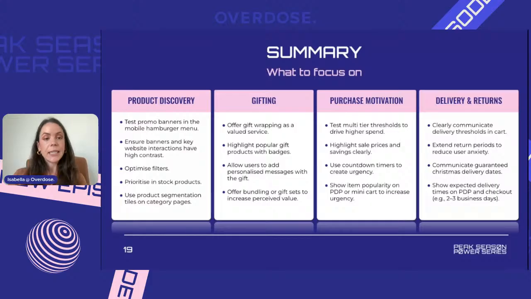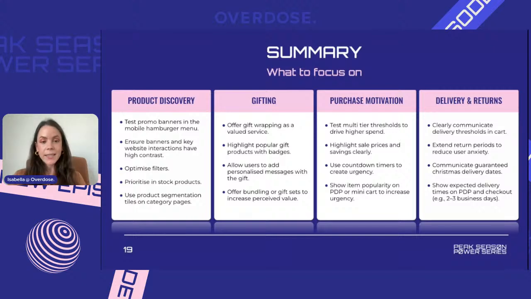Moving to purchase motivation, so testing a multi-tier threshold to drive higher spend. You might want to start with delivery. So tier 1 could be free delivery, tier 2 could be express delivery. If as a business you have the capabilities to offer free gifts, that could also be a great option as well. Highlighting sale prices and savings clearly.